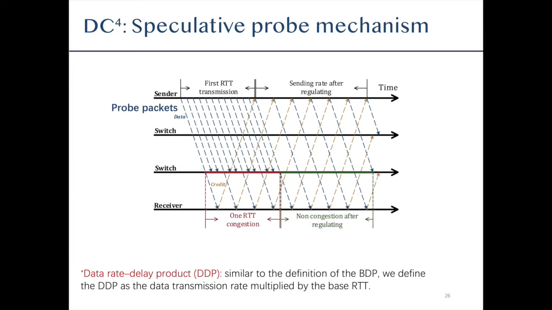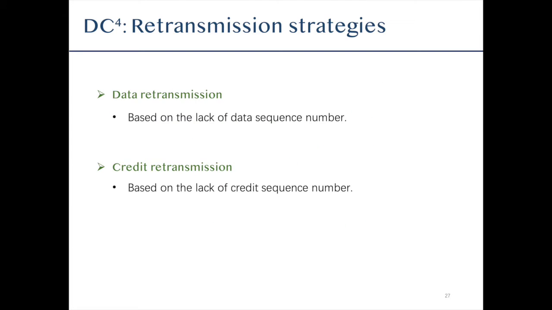Similar to the definition of the BDP, we define the DTP as the data transmission rate multiplied by the base RTT. Then we need retransmission strategies to ensure data integrity.